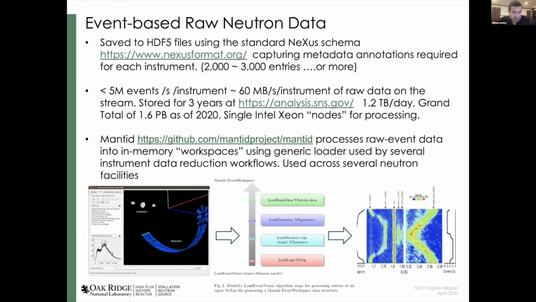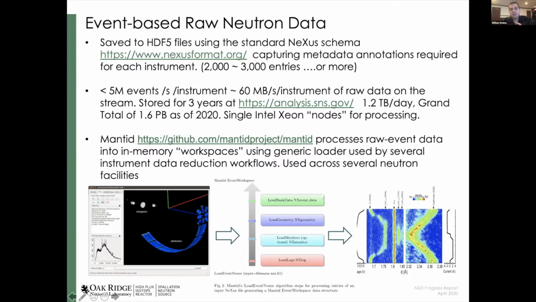So as I mentioned, event-based raw Neutron data is saved to HDF5 files, using a standard NeXus schema. That's the link to this whole effort of standardizing how this data is stored. It captures a lot of the metadata annotations for each instrument. So typical files have 2,000 to 3,000 entries or more, depending on when they're selling next generation instruments.